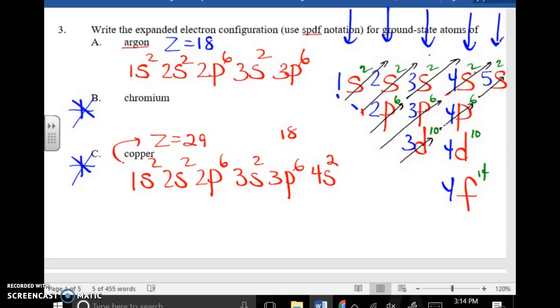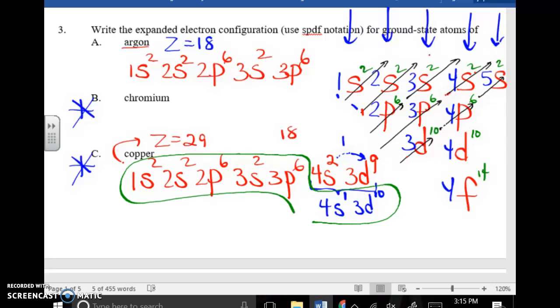I now go to the 3d, and I need 9 more. So that's 3d9. Like chromium, this is also an exceptional case. One of those electrons makes a little trip from the 4s to the 3d. So your final answer has to be altered for full credit to 4s1, 3d10, giving you a final answer that is circled here in green. Not too bad.